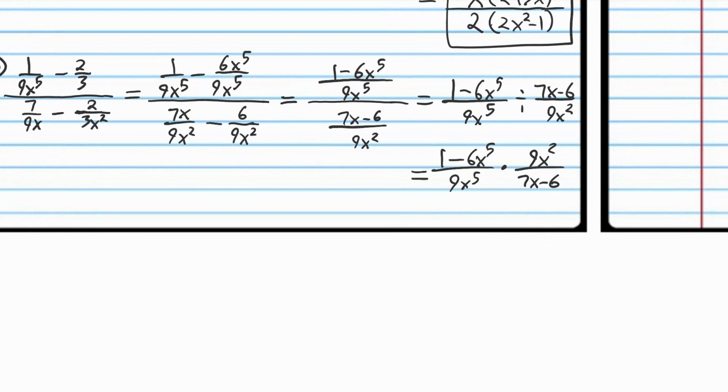So now I'm going to go ahead and cancel these 9s immediately, and the x squared and the x to the fifth are going to subtract the powers. So 5 minus 2 is 3, and the 3 x's are going to end up in the bottom. And please understand that you cannot reduce these x's because they're part of a difference of two terms.